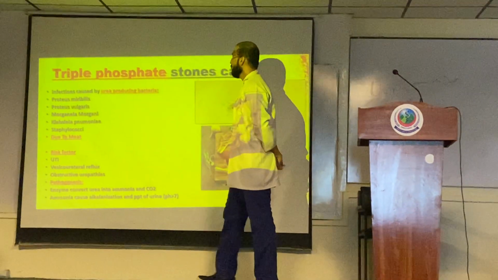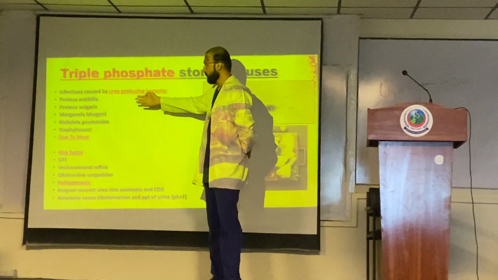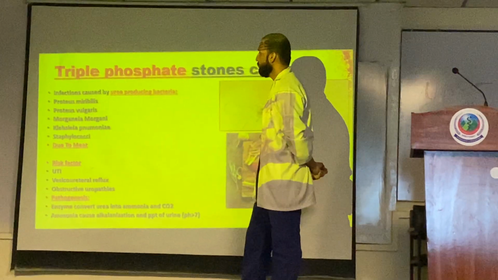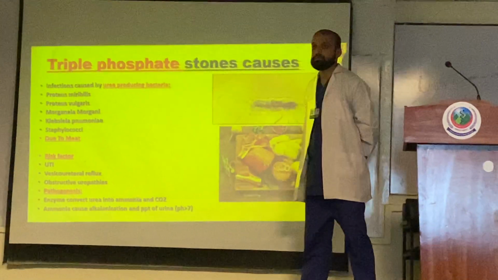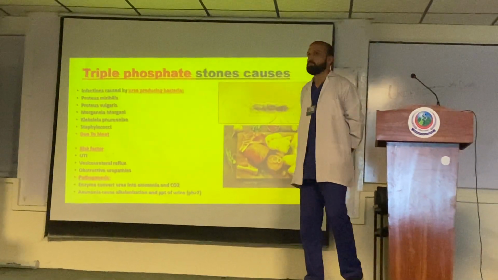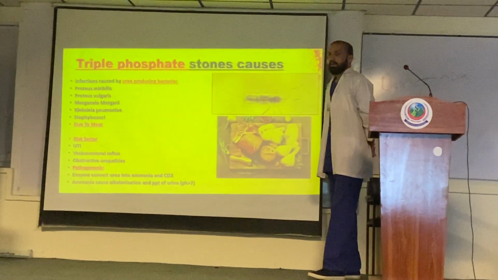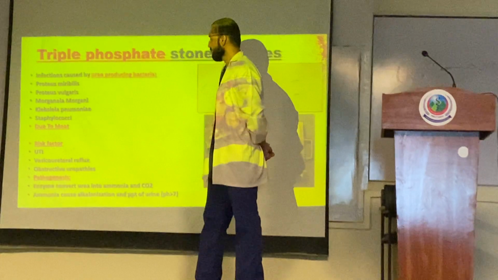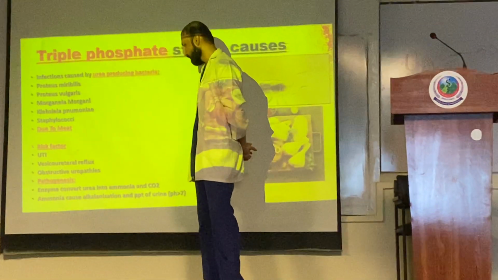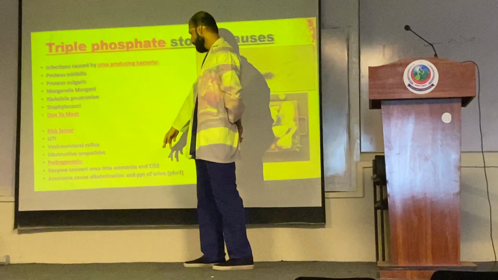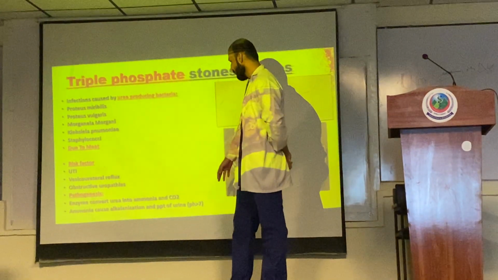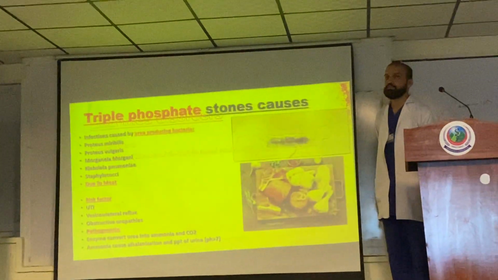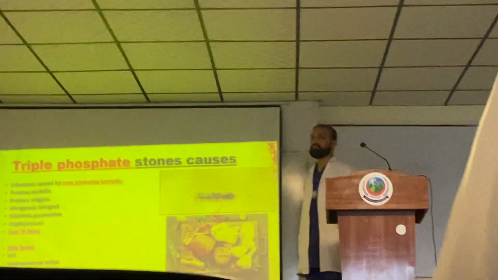Triple phosphate stones, also called struvite stones. There are some causes, which are the urea-producing bacteria: Proteus mirabilis, Proteus vulgaris, Morganella morganii, Klebsiella pneumoniae, and Streptococci. So which stone is more common? This one, triple phosphate stone. This is very common. It can also be due to red meat. There are risk factors behind this stone like UTI, vesicoureteral reflux, and obstructive uropathies. This enzyme converts urea into ammonia and carbon dioxide, and ammonia causes alkalinization and precipitation of urine.